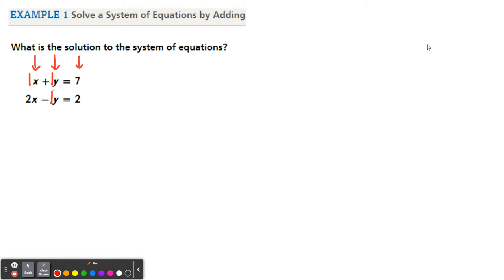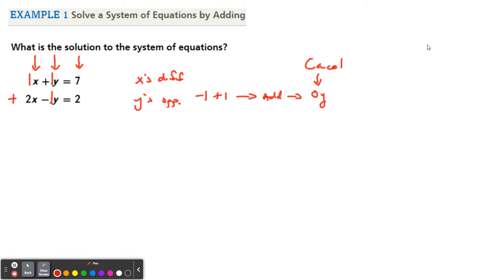So if we look here, observation: look at your x's. Your x coefficients are different. But look at your y's. Your y's are opposite of each other. A -1 and a +1, when you add them, they're going to cancel, and you'll get 0y. And that cancellation is what we mean by elimination. We want to cancel one of the variables through adding the two equations.